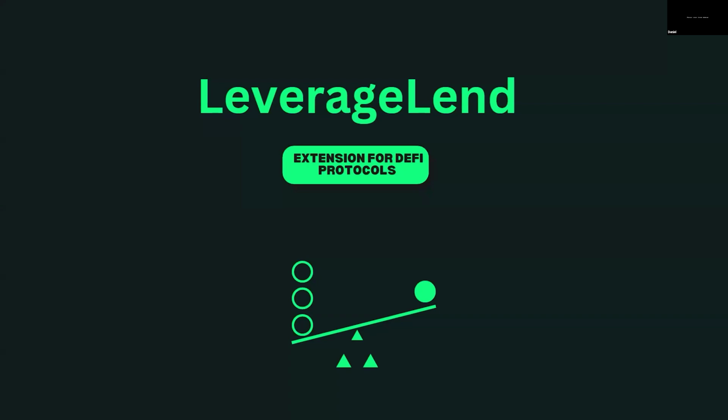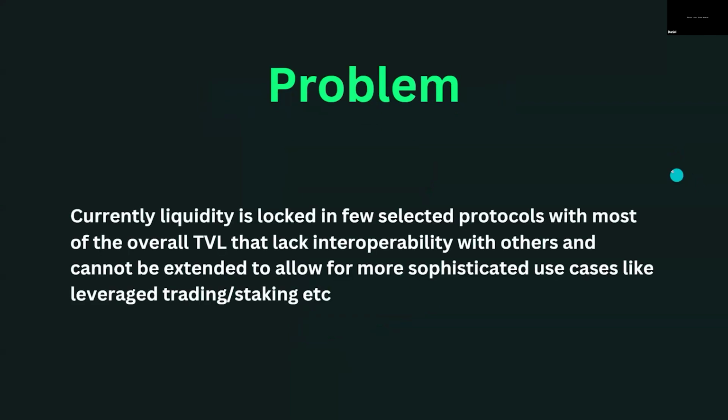Okay, can you see it now? Yes, we can see the screen. Okay, perfect. So Leverage Land is the extension for DeFi protocols on the Azero network. The problem is that right now, most of the TVL on any chain is locked in just a few different protocols, and there is no way to use this liquidity in a more customizable way for the users.